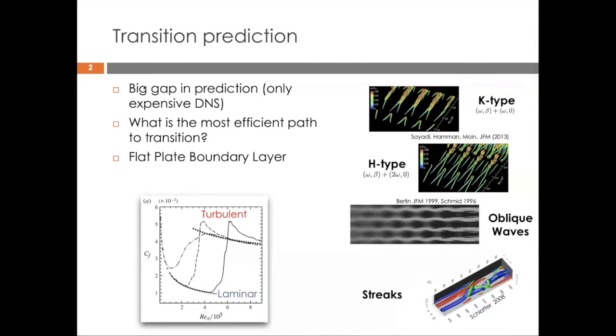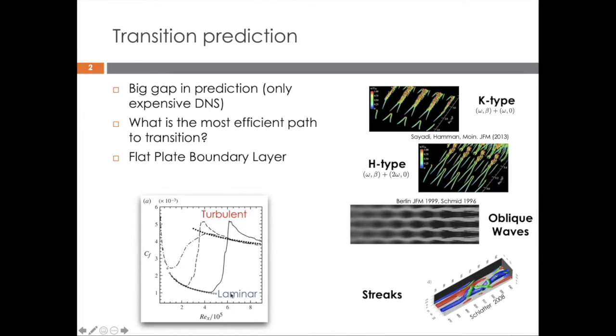typically responsible for K and H-type transition that has been observed many years ago and also validated through DNS and experiments. More recently, non-normal growth came into play, and other types of transition were proposed, like oblique waves, as we can see here. And actually quite interesting, as we're going to show, nonlinearity kicks in afterwards and gives rise to streaks that break down at the end. What has that to do with us? In that case, the skin friction overshoots and causes increased drag.